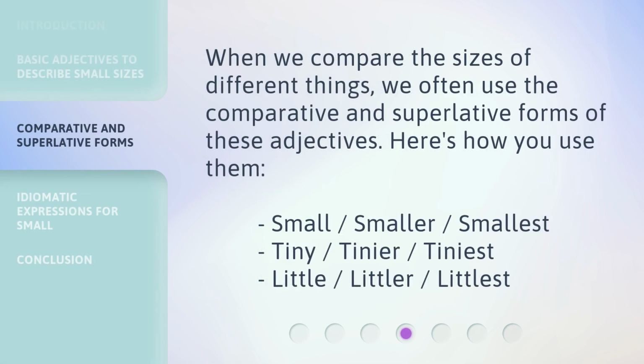When we compare the sizes of different things, we often use the comparative and superlative forms of these adjectives. Here's how you use them: small, smaller, smallest; tiny, tinier, tiniest; little, littler, littlest.